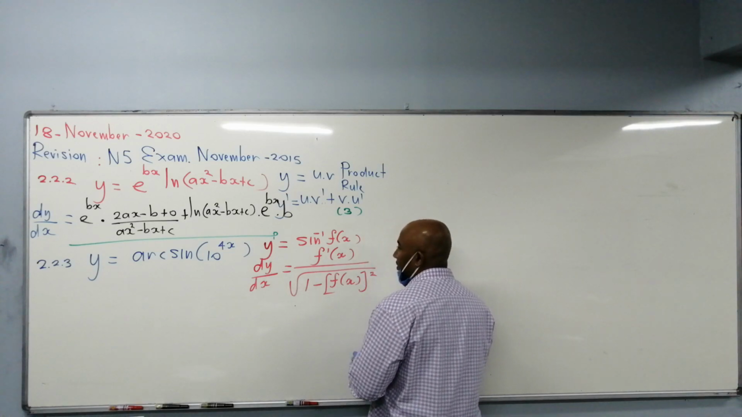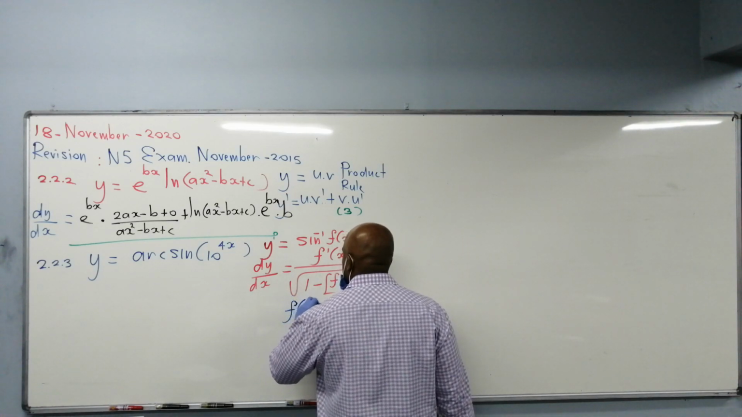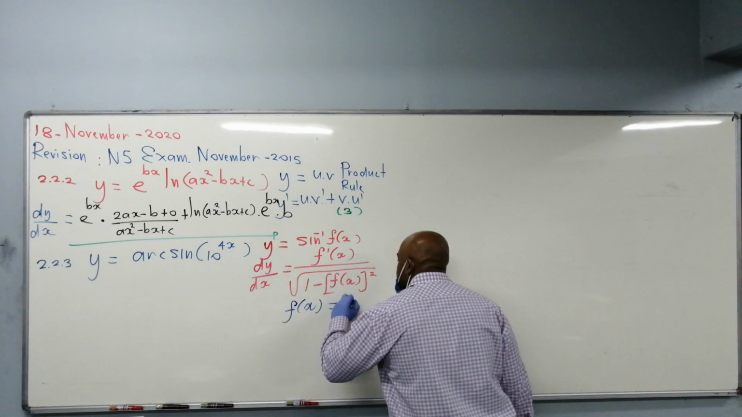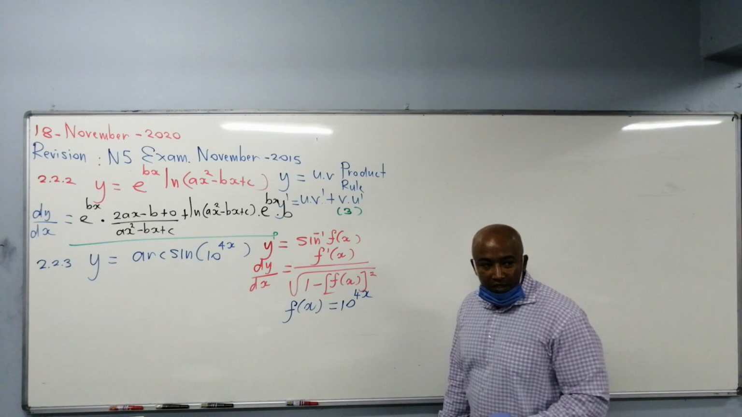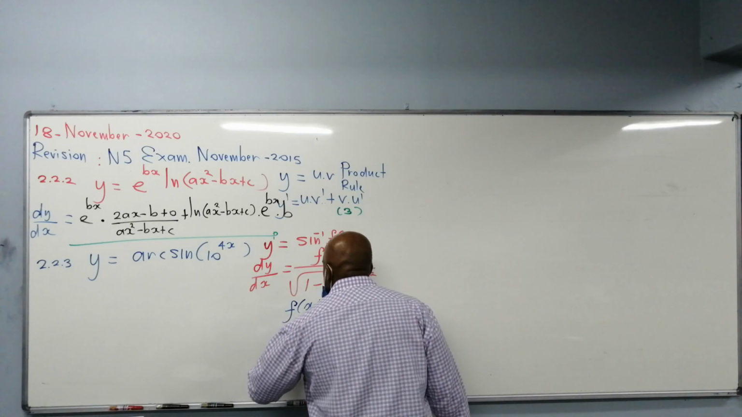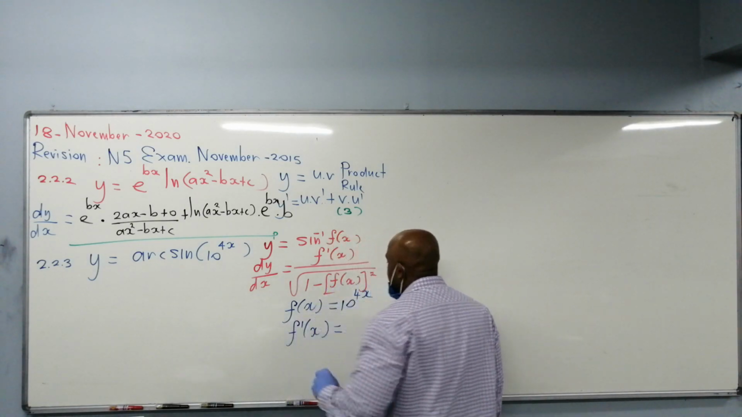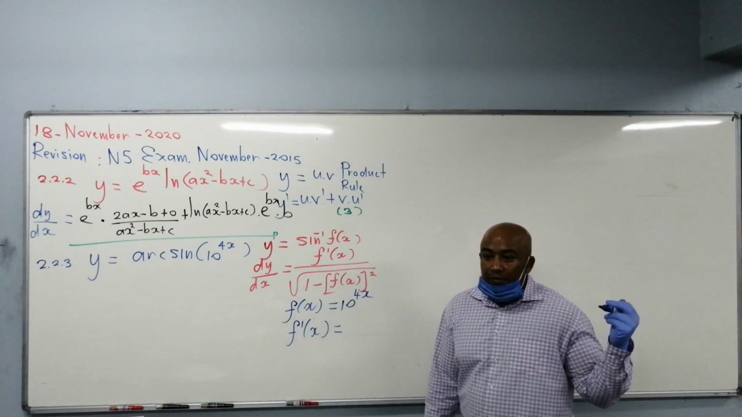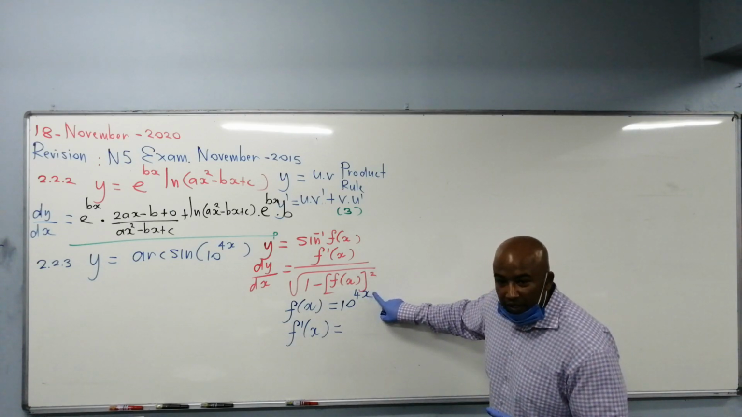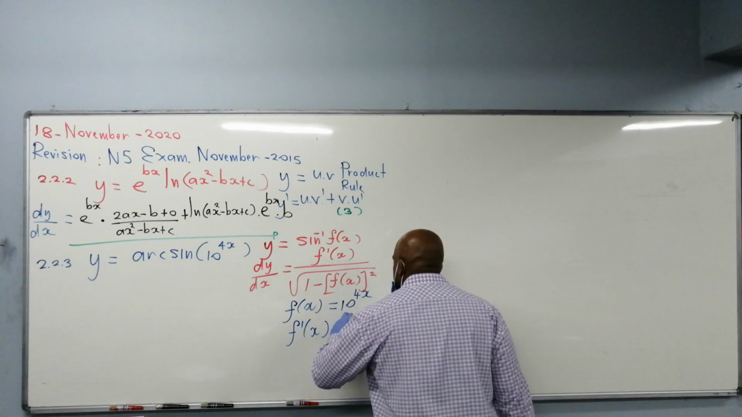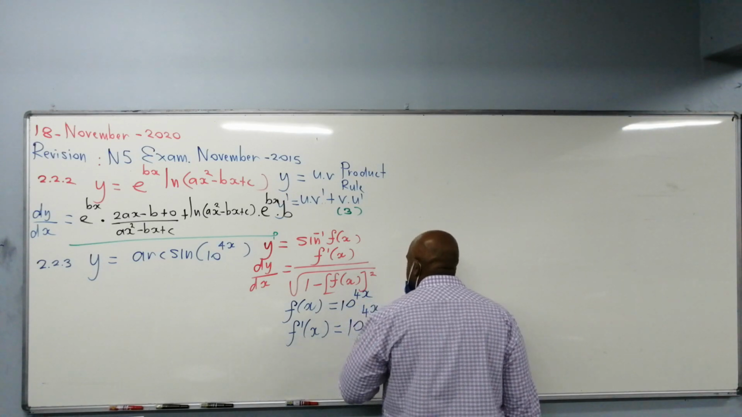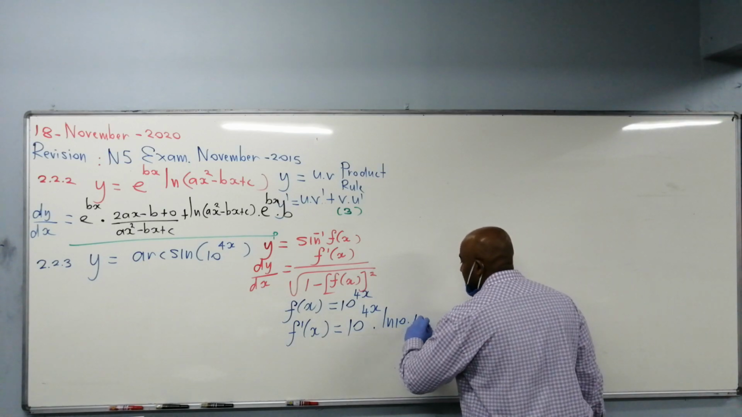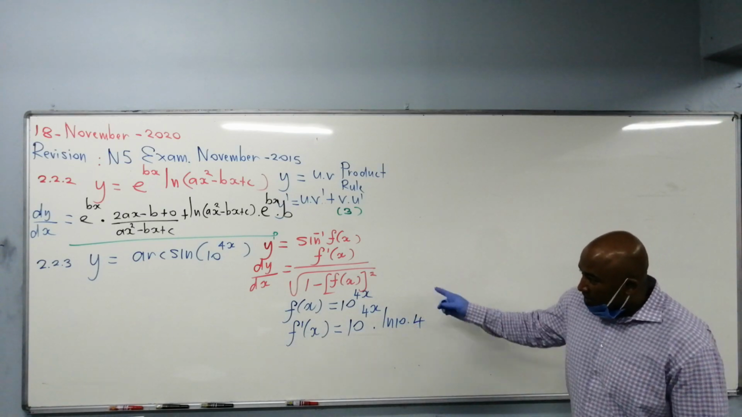So what is f of x? My f of x here is 10 to the power 4x. So then f prime x, the derivative of 10 to the power 4x, is what we just did in the previous example. This is a to the power f of x. So this is going to be 10 to the power 4x times ln 10 times the derivative of 4x, which is 4. Okay, so that is going to be your f prime.